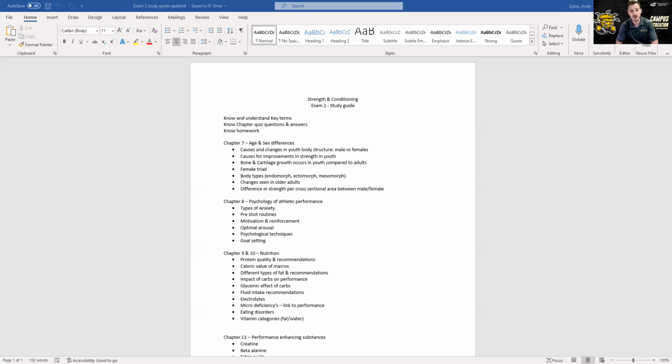So the caloric value of our macros. Protein 4 calories per gram, carbohydrates 4 calories per gram, fat 9 calories per gram. And know how to calculate. If I said here's a food product that has 10 grams of fat, 15 grams of protein, 20 grams of carbohydrate, how many calories is that? You can add those up, multiply them by the caloric value of each, and get a total number of calories.